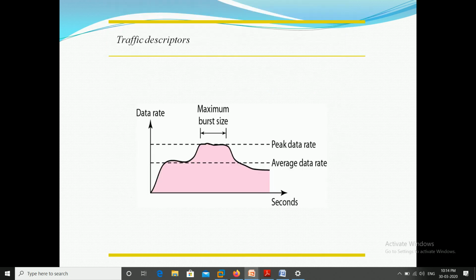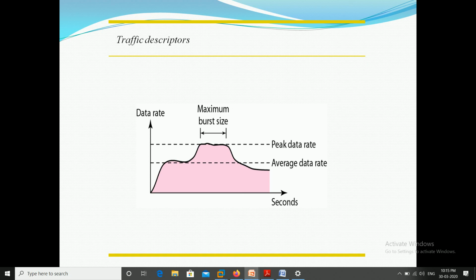Okay, now we're going to discuss the traffic. As we can see in the given figure, on the x-axis we have seconds, on the y-axis we have data rate, right? The x-axis defines the time. There are two terms, peak data rate and average data rate. Obviously we have already discussed data rate in the physical layer. Data rate means the number of packets traveling per second. There's a time when the traffic is at its peak. That is what we call peak data rate.